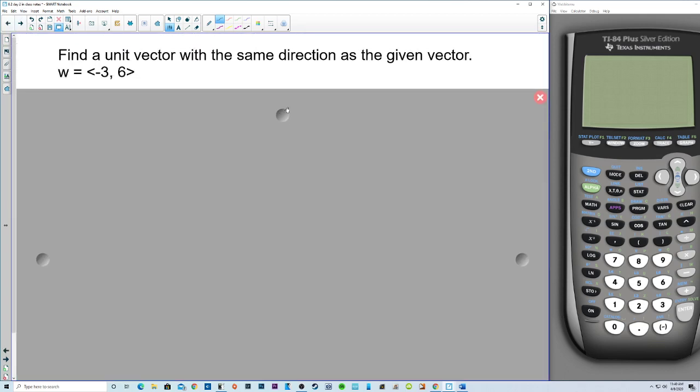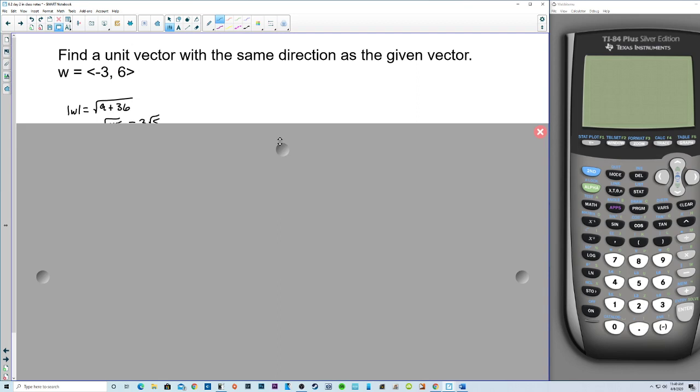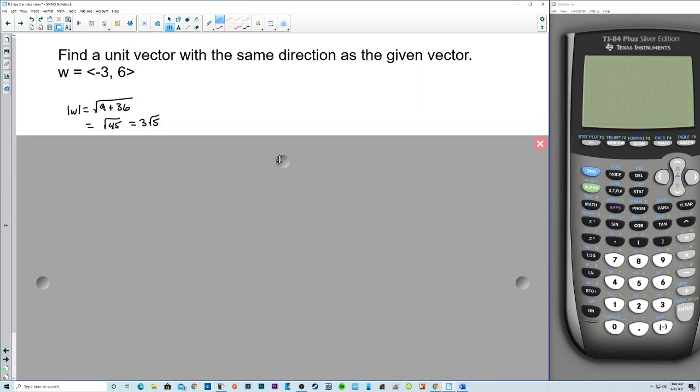Find a unit vector with the same direction as the given vector. So W is -3, 6. So we have to find the magnitude. Pythagorean theorem, square root of 9 plus 36. That's square root of 45. And then you can pull the 9 out. So that is square root of 9 times 5. So that's where you get 3 square root of 5.